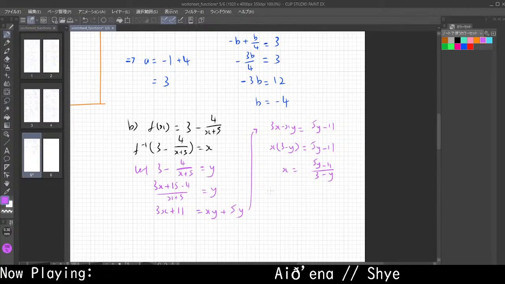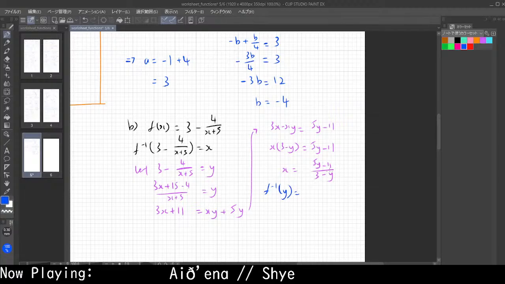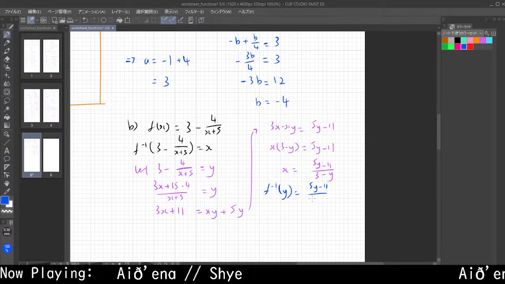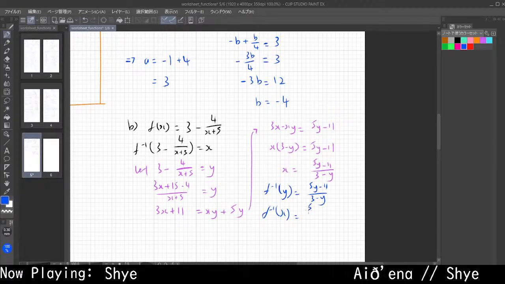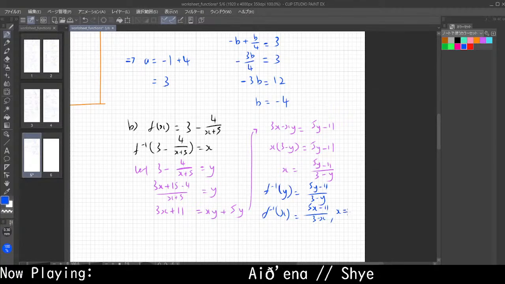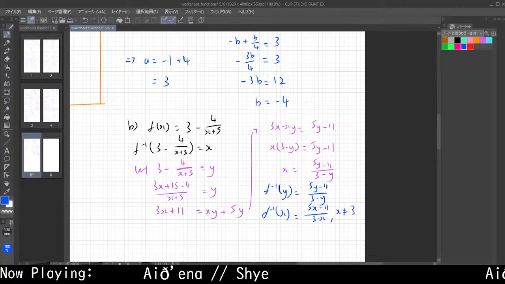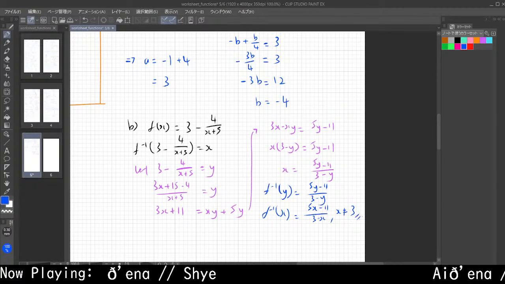Okay, so back, f inverse y equals x equals this. f inverse x equals this. Denominator cannot be equal to 0, therefore x cannot be equal to 3. Okay, that is your answer.